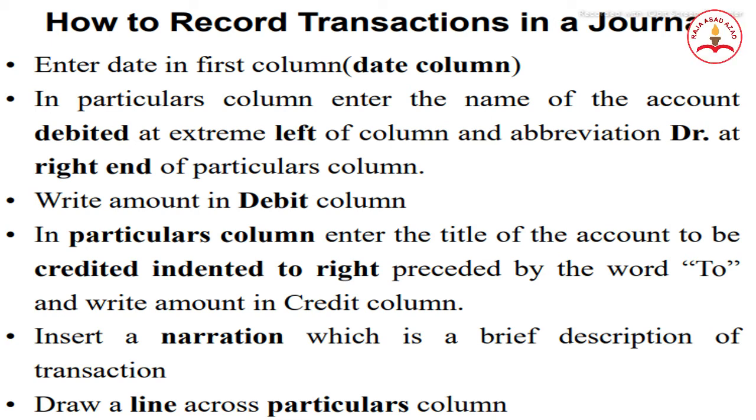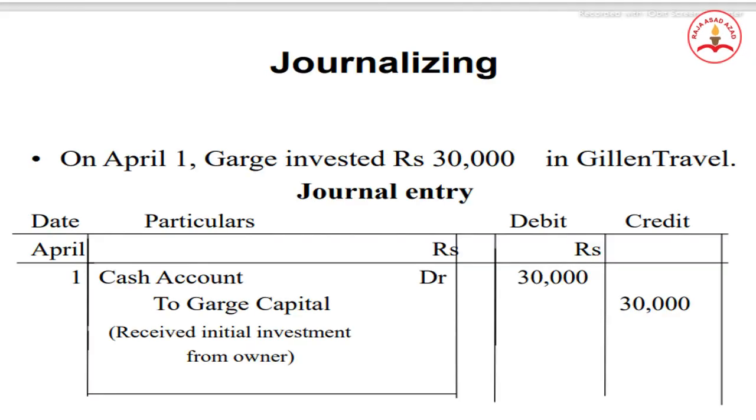We need to write 'To'. If we don't write 'To', it's also accepted. Then insert a narration, which is a brief description of the transaction, in the record of the transaction in the journal. And draw a line across the particulars column to complete the record of the journal transaction.